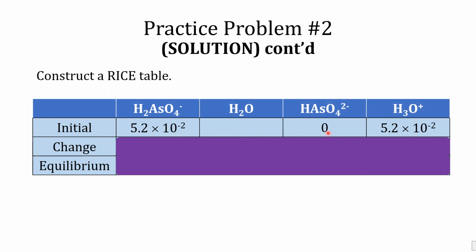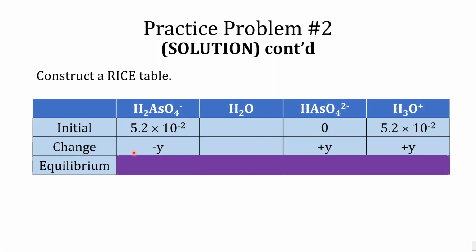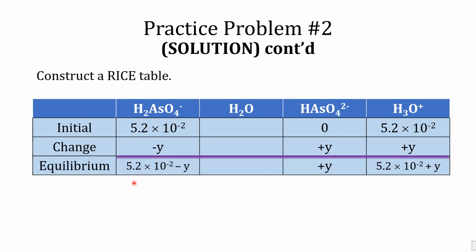The change is minus Y for dihydrogen arsenate ion and plus Y for both hydronium and hydrogen arsenate ions. The equilibrium concentration is 5.2 times 10 to the minus 2 minus Y for dihydrogen arsenate ion, 5.2 times 10 to the minus 2 plus Y for hydronium ion, and Y for hydrogen arsenate ion.